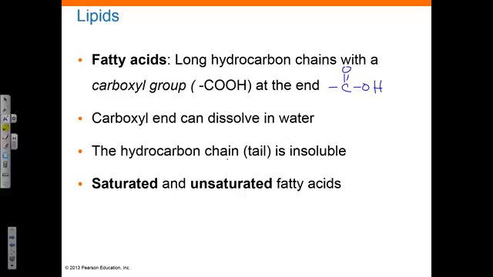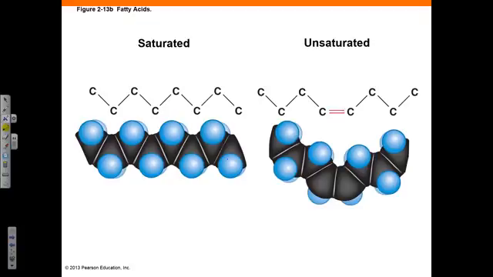is water insoluble. The concept of like dissolves like can be applied here. Recall that water is a polar molecule. The carboxyl end of a fatty acid is polar and therefore can dissolve in water, whereas the nonpolar hydrocarbon chain of the tail will not be readily dissolved by the polar water molecules. Fatty acids can be either saturated or unsaturated, as seen here.